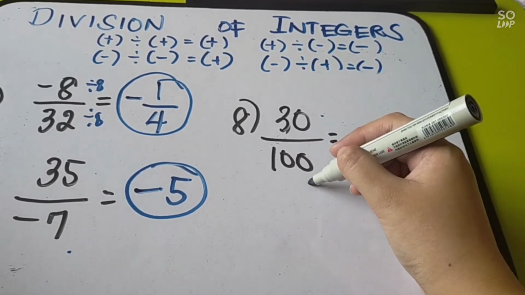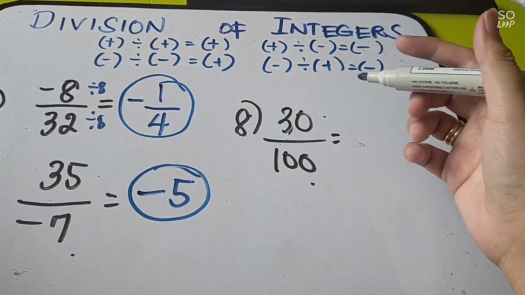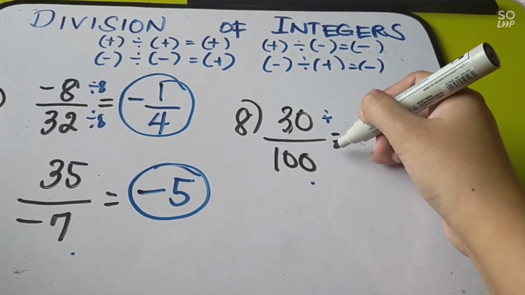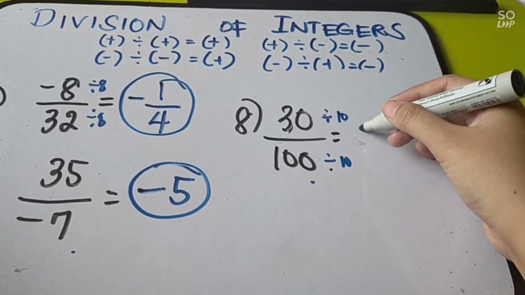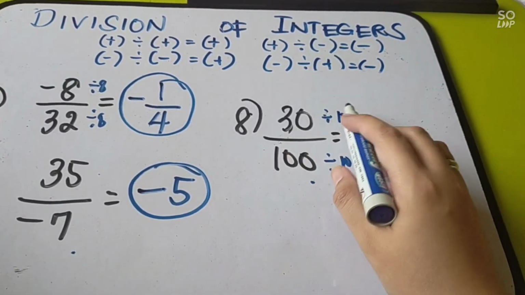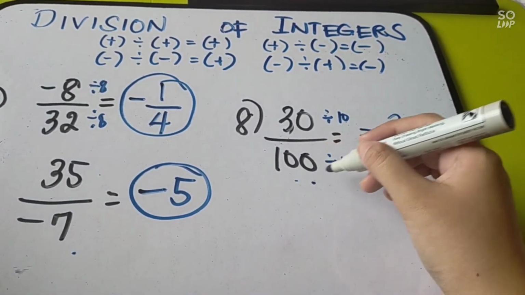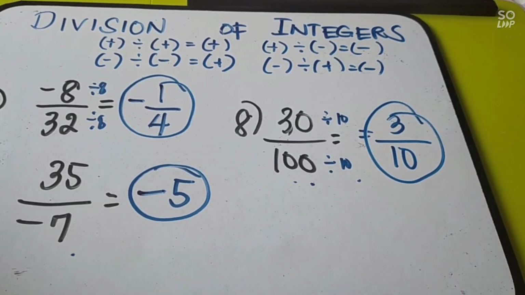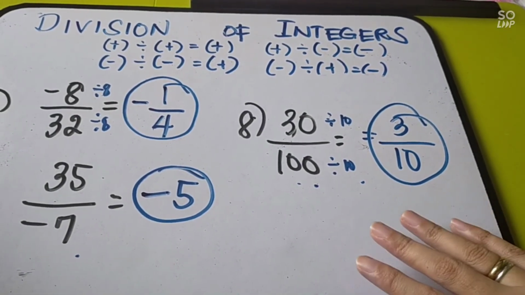Next tayo, number 8. 30 divided by 100. So, hindi ulit sila divisible by each other. But, we can simplify this one by dividing it by 10. They are both positive. Your answer should be positive. 30 divided by 10, the answer is 3 over 100 divided by 10, the answer is 10. So, the answer is 3 over 10. So, ganun lang po kasimple mag-divide na integers.